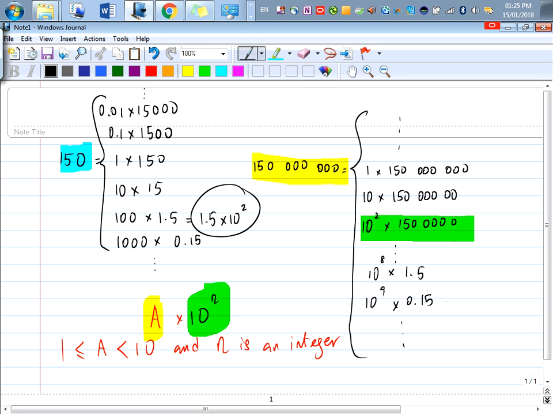For such small numbers, like 150, you may not see the value of using standard form. But what if I have this huge number over here? So which is now my standard form? Out of all these options we have over here, has the standard form appeared already? Anywhere here? Has the standard form appeared?